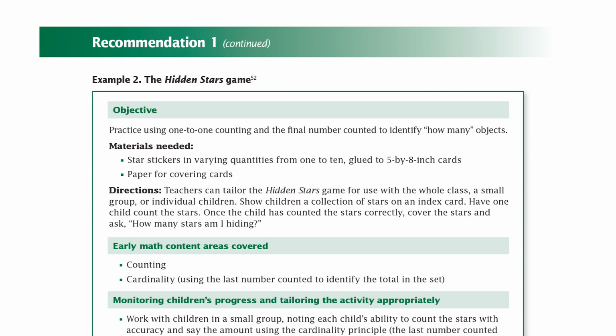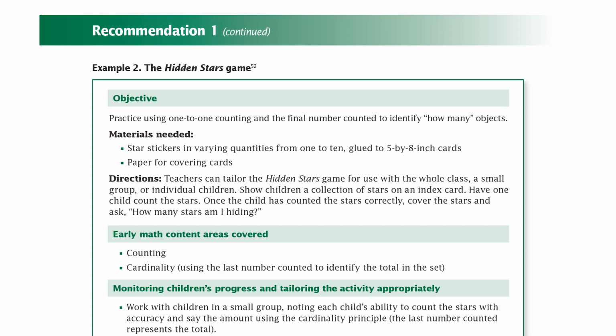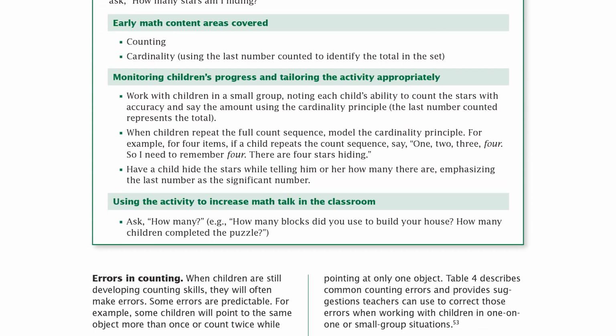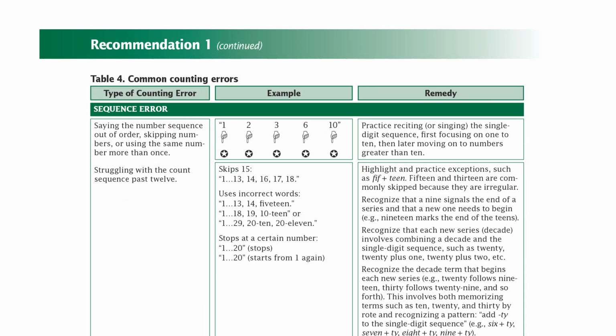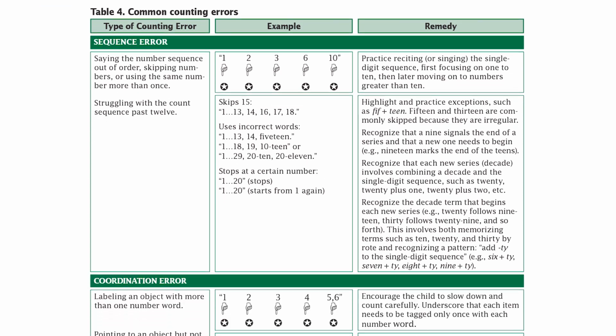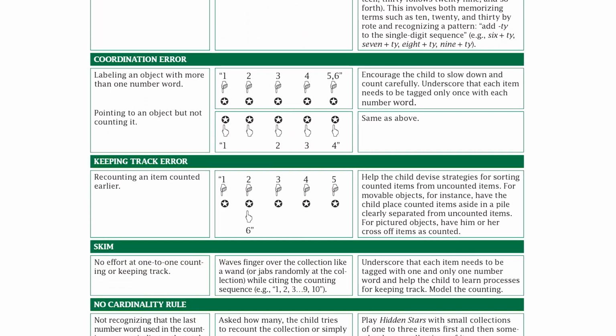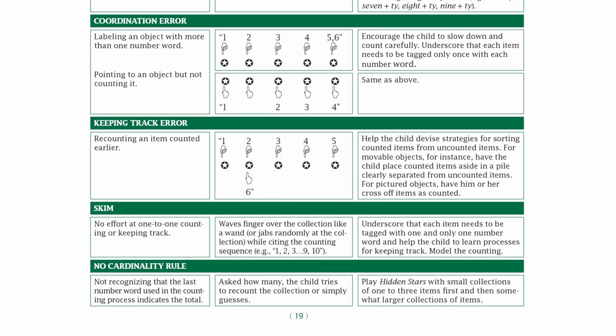Or try playing a simple game of hiding objects that have been counted with the hidden stars game. It is common for children to make counting errors as they are learning. The practice guide provides suggestions for teachers to correct these errors.